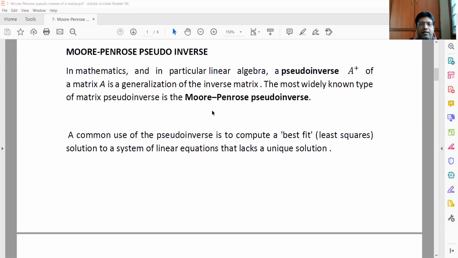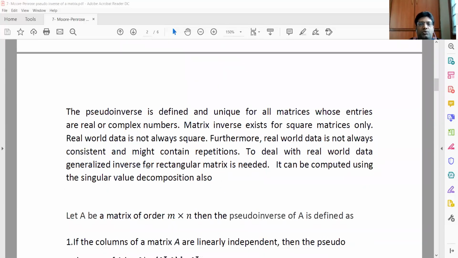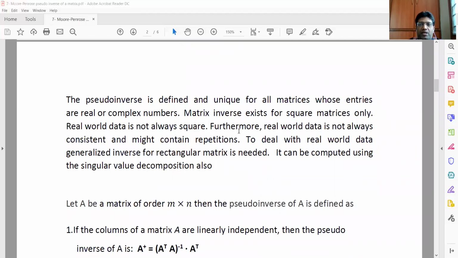The most widely known type of matrix pseudo inverse is the Moore Penrose pseudo inverse. A common use of this pseudo inverse is to compute a best fit, that is a least squares solution, to a system of linear equations that lacks a unique solution. We'll see this in the next video. The pseudo inverse is defined and unique for all matrices whose entries are real or complex numbers.